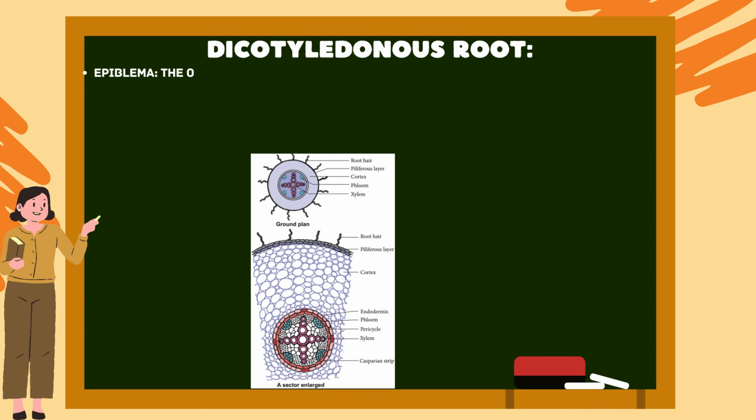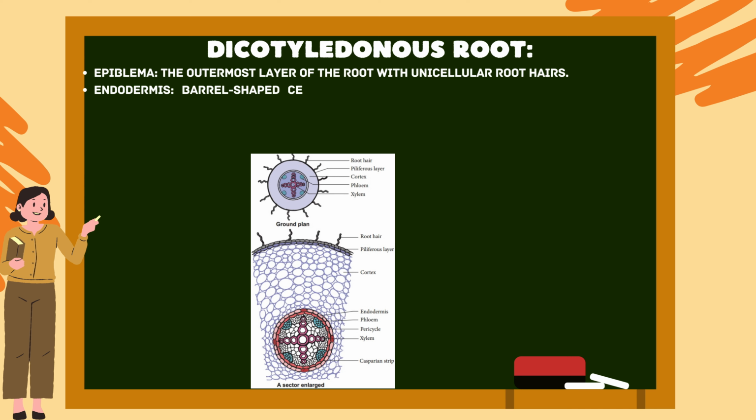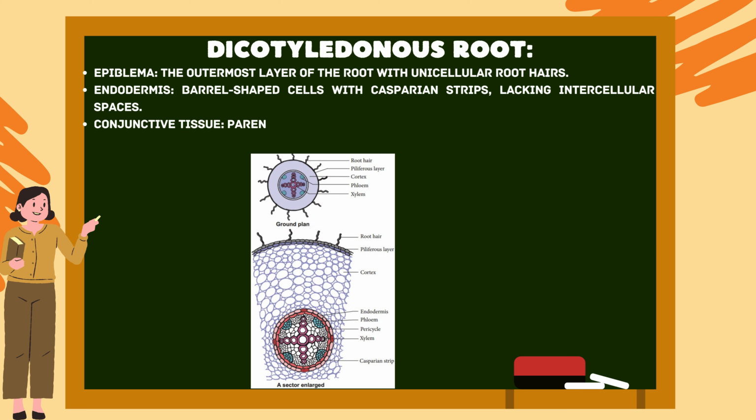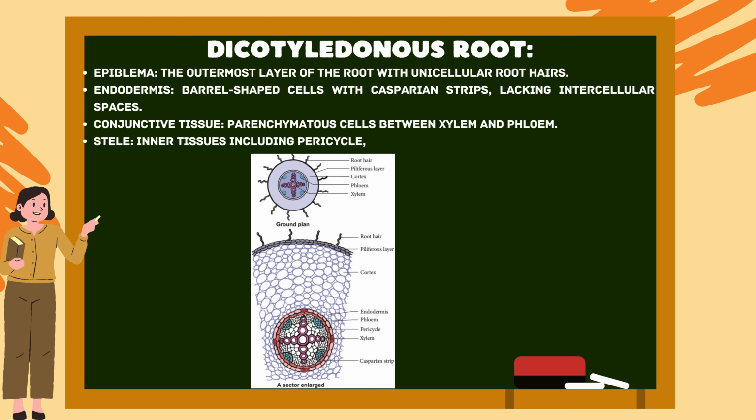Dicotyledonous root. Epiblema, the outer layer of the root with the unicellular root hair. Cortex consists of thin-walled parenchyma cells. Endodermis, barrel-shaped cells with Casparian strips, lacking intercellular space. Pericycle contains thick-walled parenchymatous cells and gives rise to lateral roots and vascular cambium. Pith, small or inconspicuous. Conjunctive tissue, parenchymatous cells between xylem and phloem. Stele, inner tissues including pericycle, vascular bundles and pith.